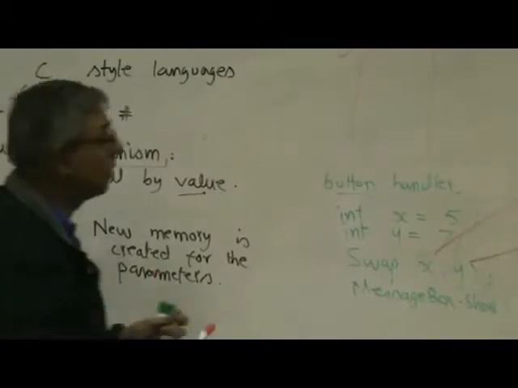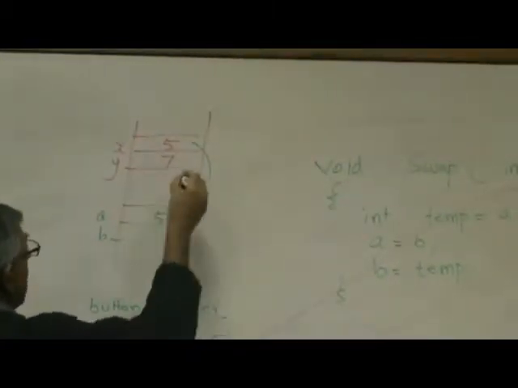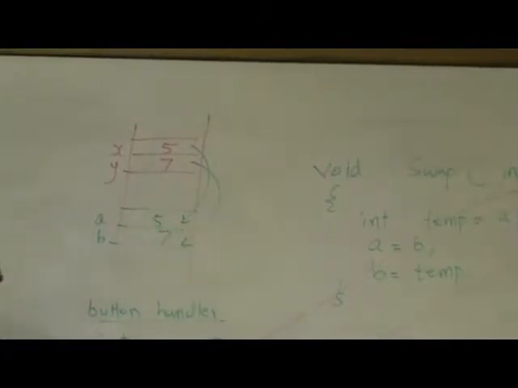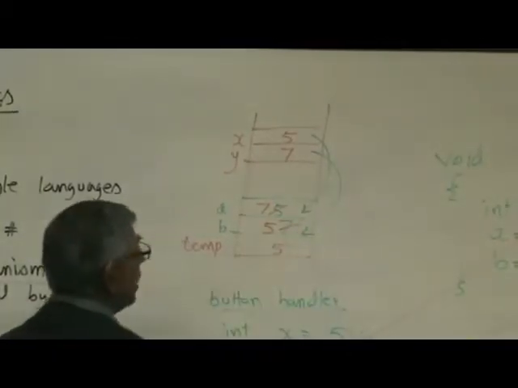As I mentioned, new memory is created for the parameters. What are the parameters? A and B in this case. So the computer will allocate new memory for A and new memory for B. Because X corresponds to A, we'll copy the data over here. Y corresponds to B, so we'll copy the data into B. Then it will start to execute the method. int temp equal to A, so we'll create memory for temp. Temp equal to A, so this will become 5. A equal to B, so this will change to 7. B equal to temp, so this will change to 5.